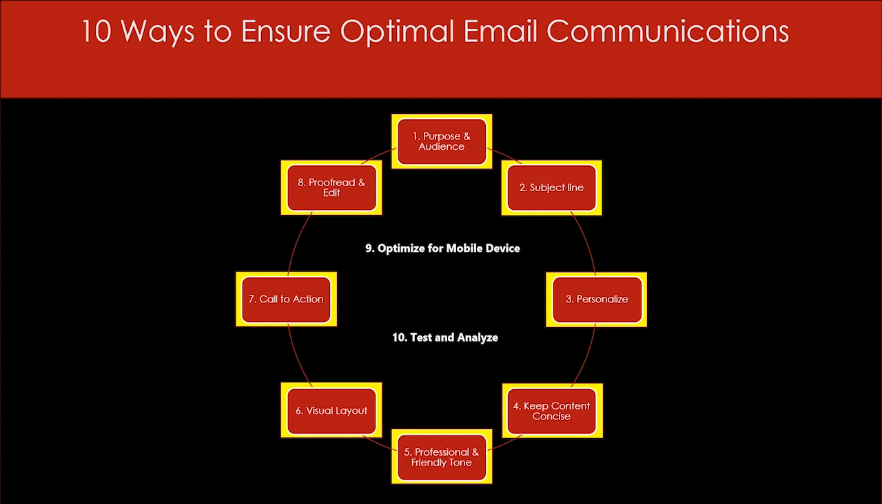And number 10, last but not least, test and analyze. Another way to optimize your email success is to do A/B testing before you send out to the entire list. A/B testing allows you to compare a small portion of the list and changes that you make to, for example, the subject line, the call to action, or the layout, and see which tests better. And maybe use that one over the one that didn't test better.